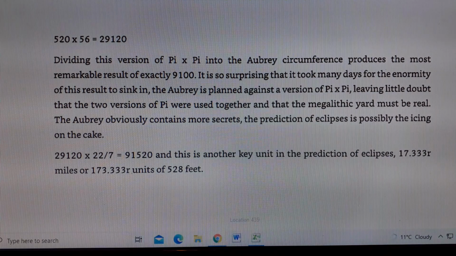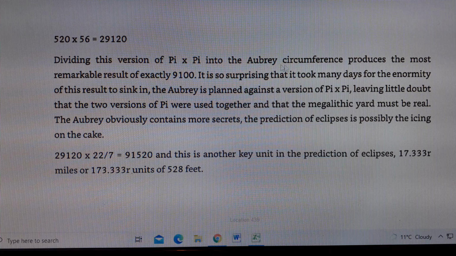And if we go to the next page, we're saying that dividing this version of pi times pi into the Aubrey circumference produces the most remarkable result of exactly 91,000. It is so surprising it took many days for the enormity of this result to sink in. The Aubrey is planned against a version of pi times pi, leaving little doubt that the two versions of pi were used together and that the megalithic yard must be real. The Aubrey obviously contains more secrets. The prediction of eclipses is possibly the icing on the cake.